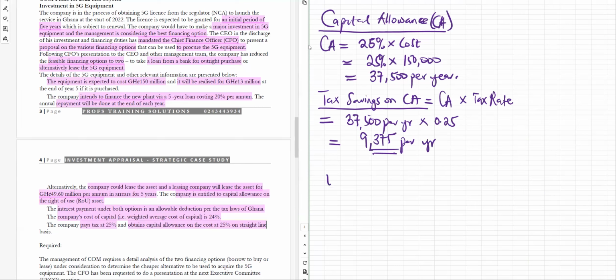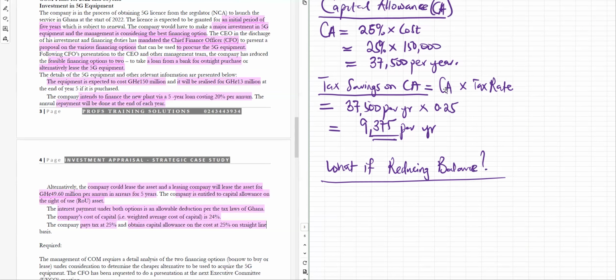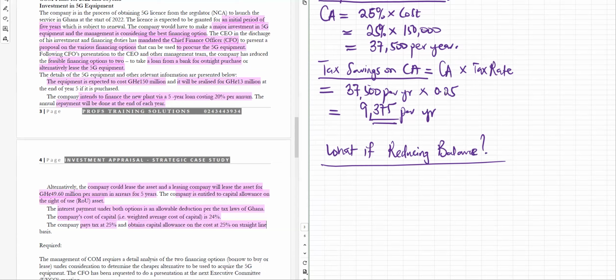Okay, so that is it. But wait, what if this was reducing balance? What if it was on reducing balance basis? And this is where students are usually confused. So let's say it was reducing balance. What do we do? For reducing balance, we create the reducing balance schedule. Maybe we can decide to bring in the year, the assets, then the tax saving. It's up to you. There are various ways of presenting, but for me, this is more feasible. We save tax at 25%. So we start with year one.